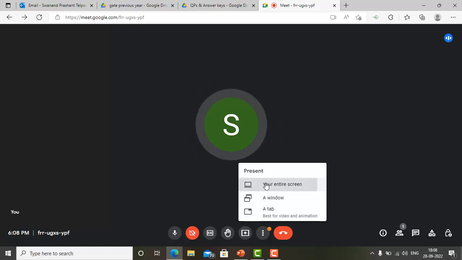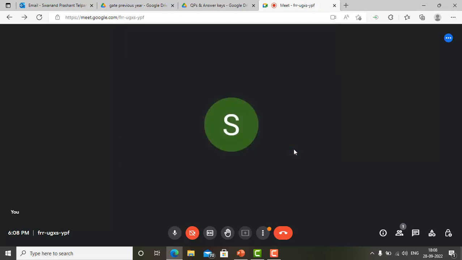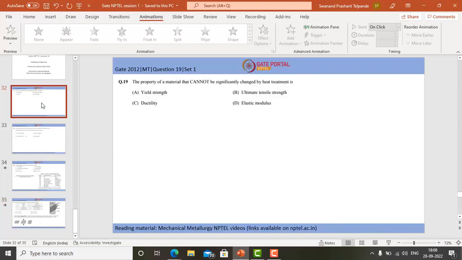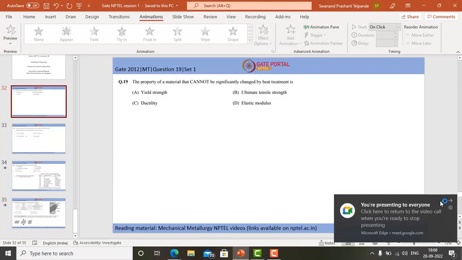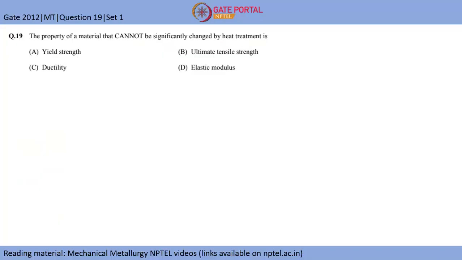Today we will solve 4 questions. I hope the screen is visible, and we will start with 4 questions. First question is from mechanical metallurgy. This is question number 19, GATE Metallurgical Engineering 2012 question paper.